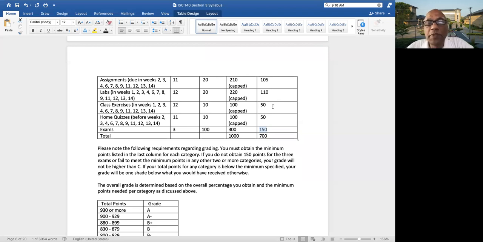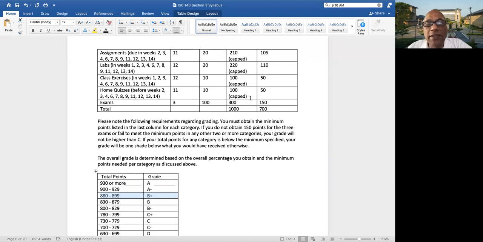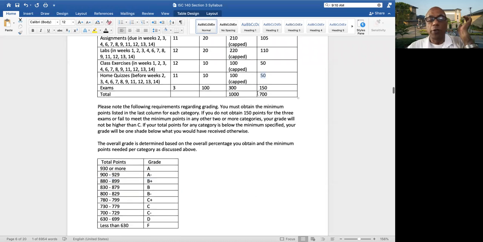For example, suppose your total number of points out of 1000 was 890. Then that means it is a B plus. But let's assume that you did not make 50 points in home quizzes. Then your grade will drop to a B. That is one shade below.